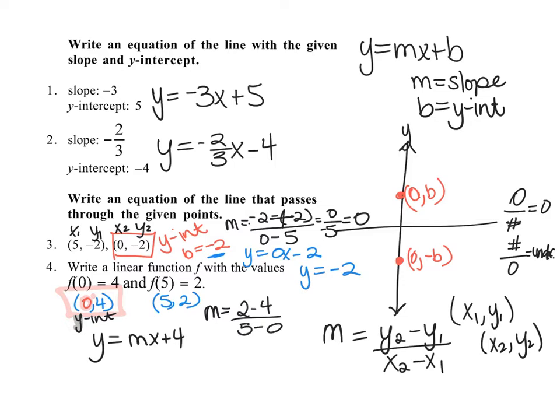Now, it doesn't really matter what order you start with. You could start with y1, but you have to start with x1 in the denominator so that your sign is correct. So I have negative 2 divided by 5, and that's my slope. Y equals negative 2/5 x plus 4. And since it asked for a function, we really should be writing it as f of x equals -2/5 x plus 4.